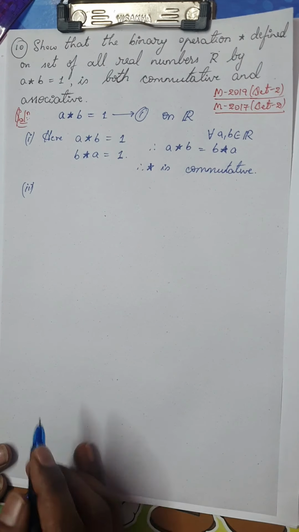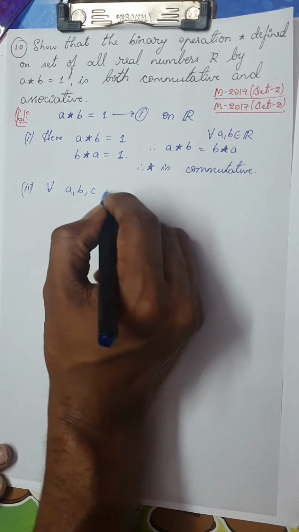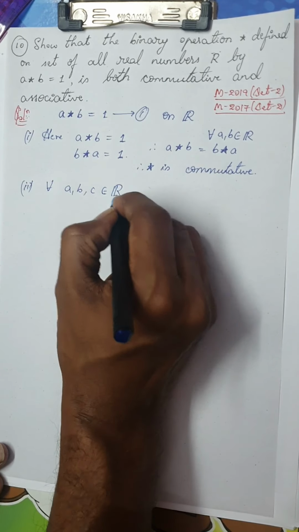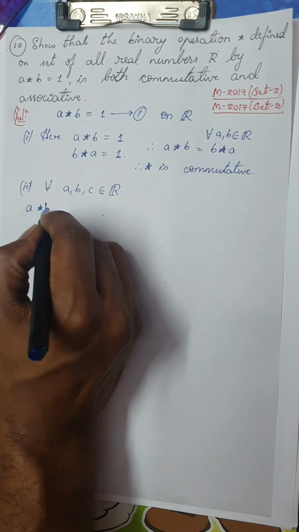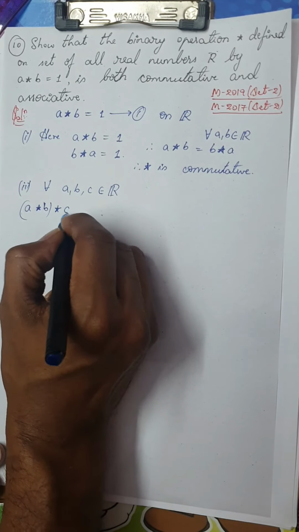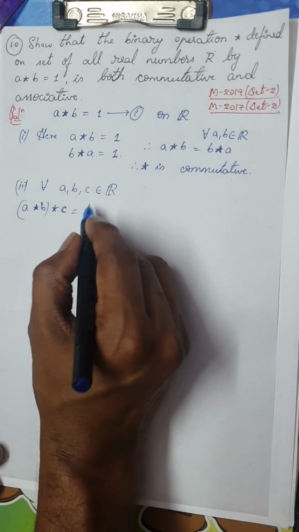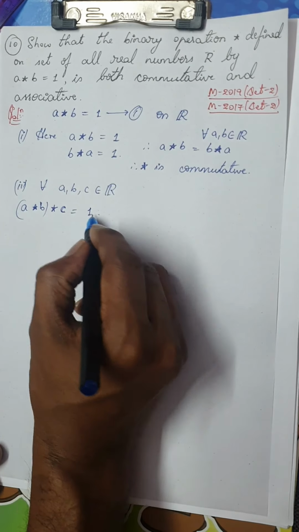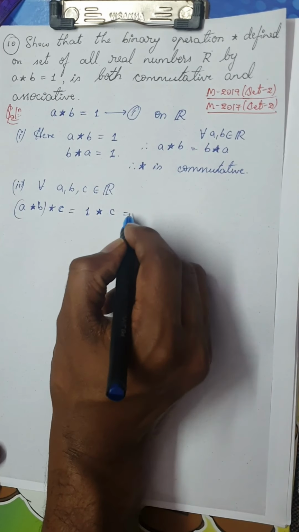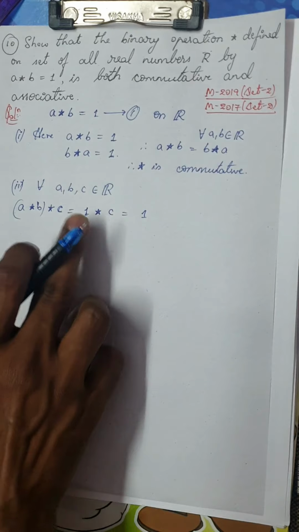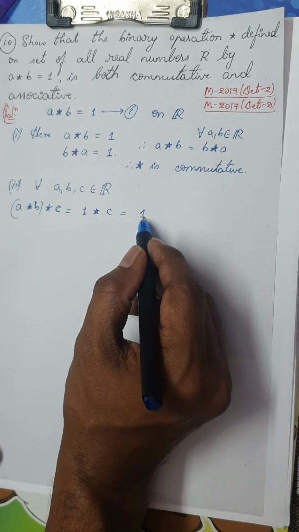Is it clear? Okay, now for the second result, let me take for all a comma b comma c belongs to R. Let me consider a star b star c. Okay, how is that star defined? Star between two elements is always 1. So this is nothing but the bracket inside becomes 1, then 1 star c. 1 star c is again 1 because star between any two elements is defined as element 1. It is just like a constant function.